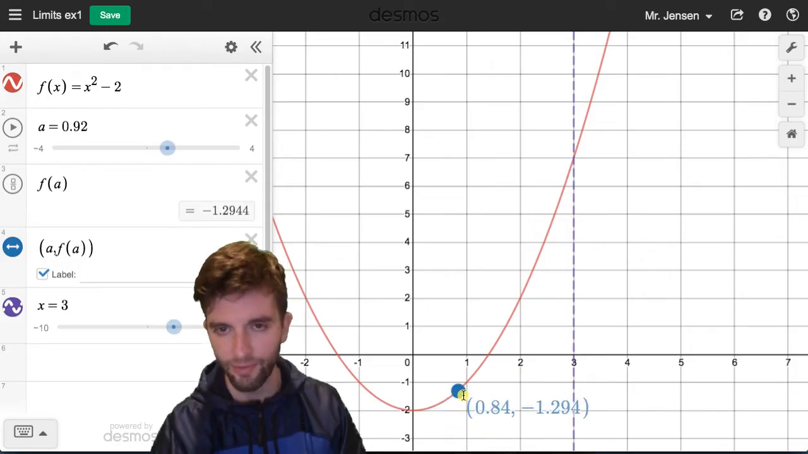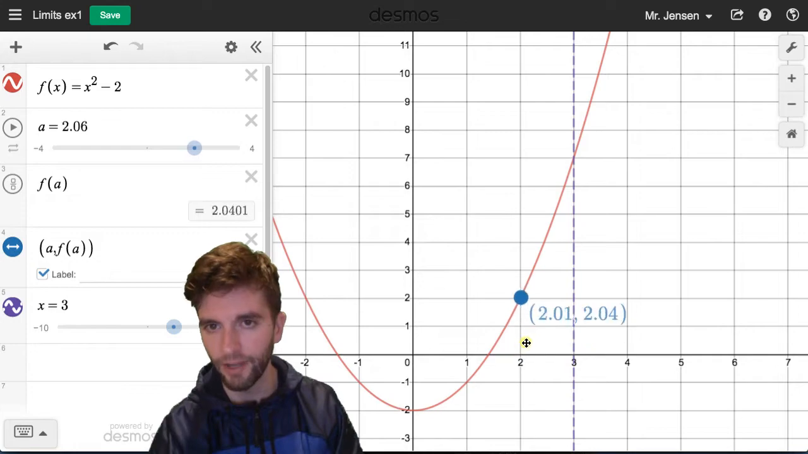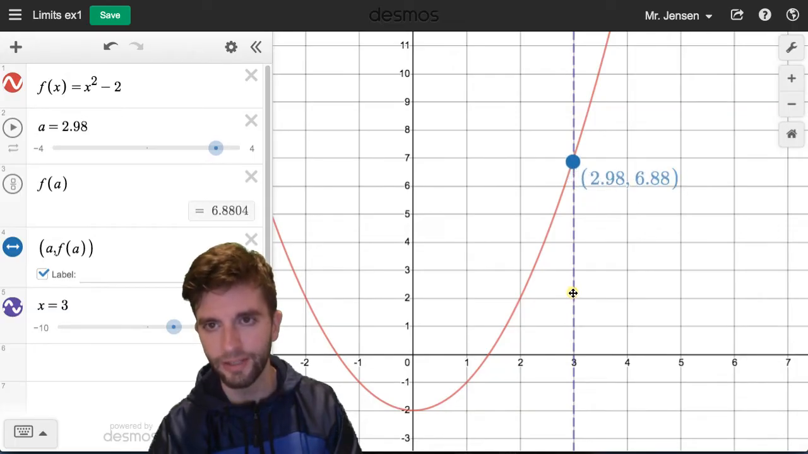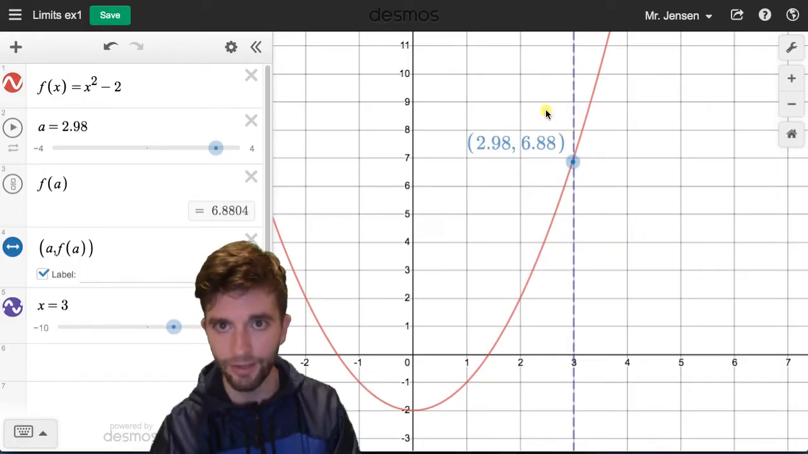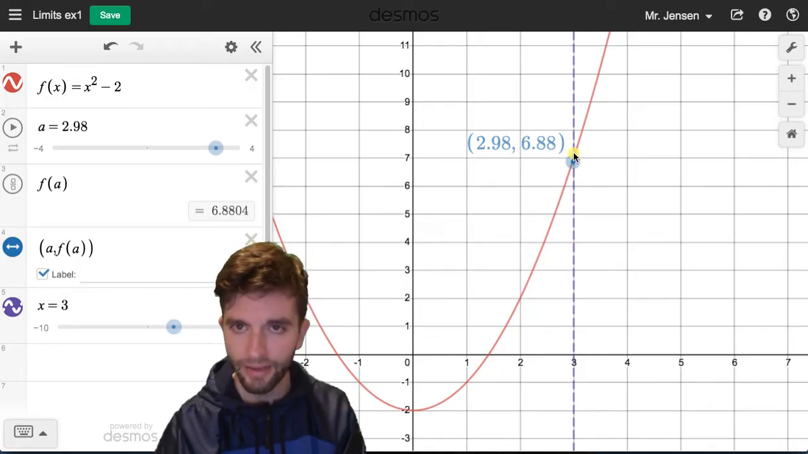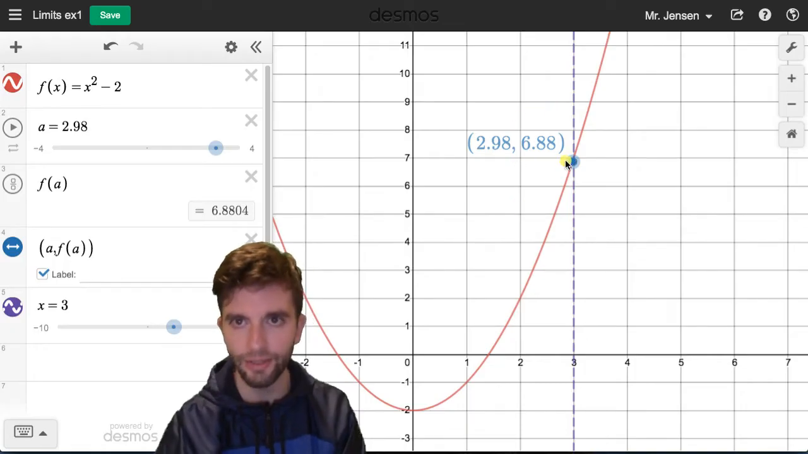As I move this point closer and closer to an x value of 3, from the left of 3, the y values are going up, up, up. They're at 4, 5, 6, 6.5, 6.7, and let me get the x value to like 2.98. Okay, notice the y value is at 6.88. As the x values of that point are getting closer and closer to 3, the y values look like they're getting closer and closer to 7.